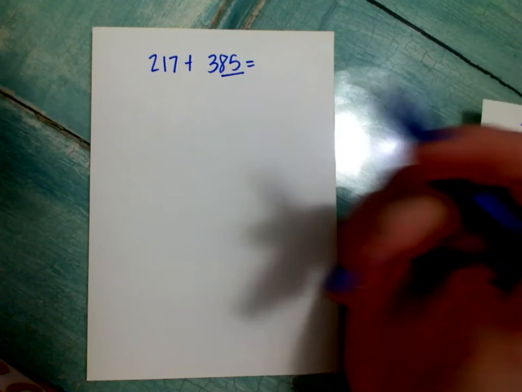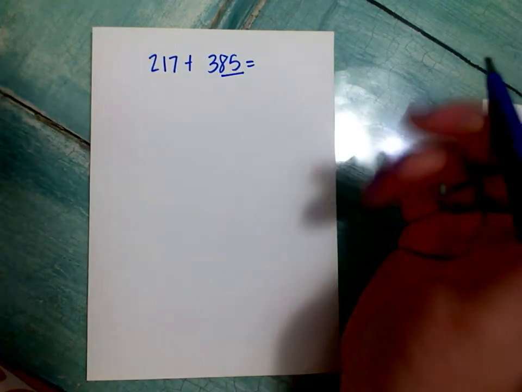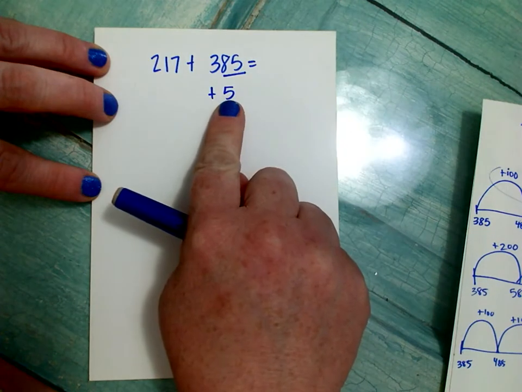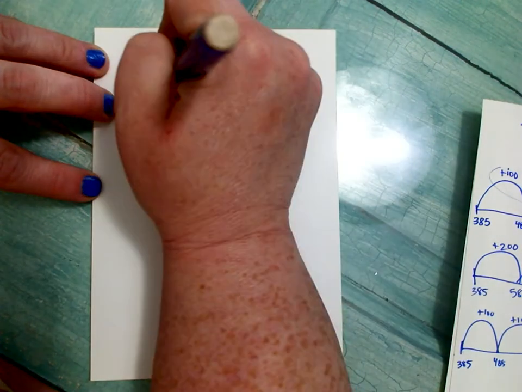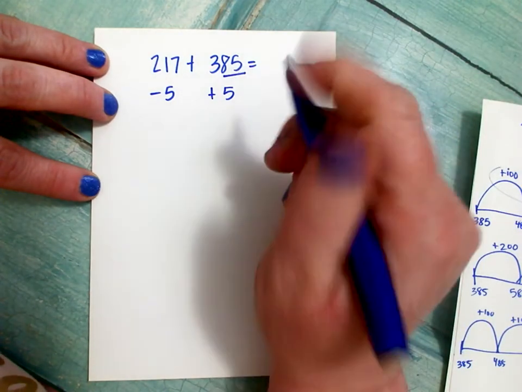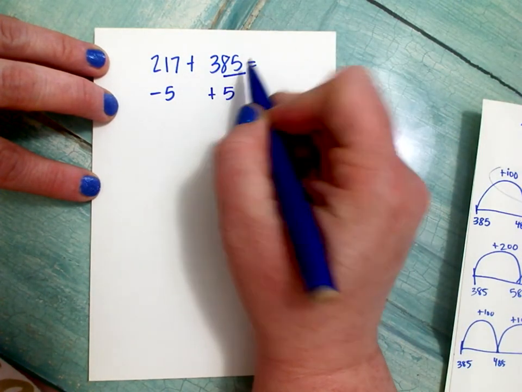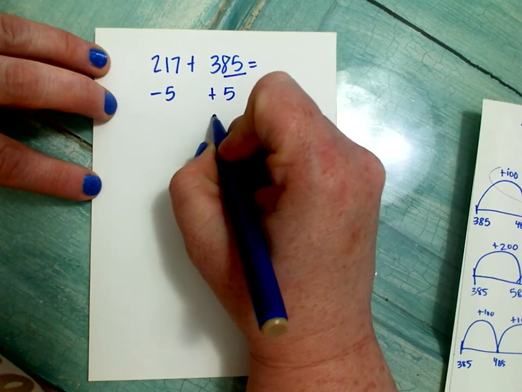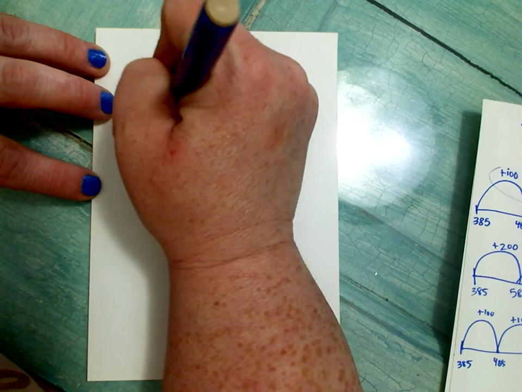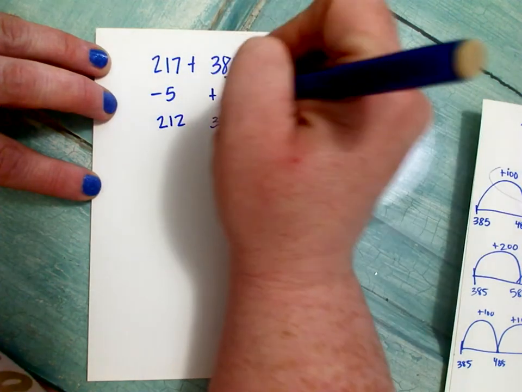You don't add like 15 to this. So I might say, okay, I'm going to add 5 here. And with addition compensation, what you add to one, you take away from the other. Or what you take away from one, you add to the other. So you do the opposite. So right here, 385 plus 5 would be 390. And 217 minus 5 would be 212.